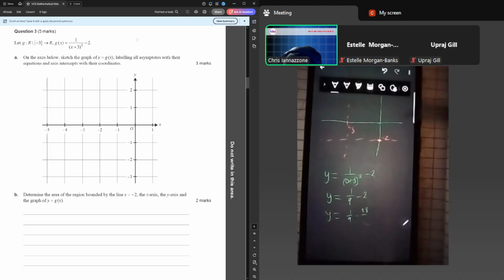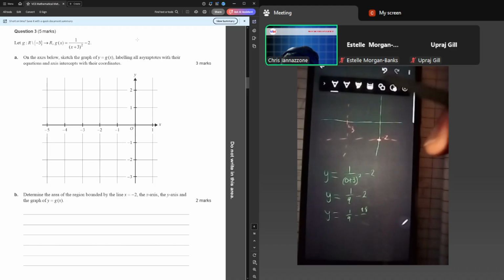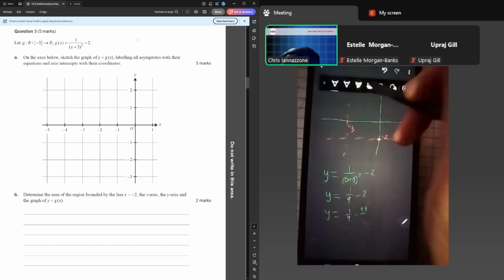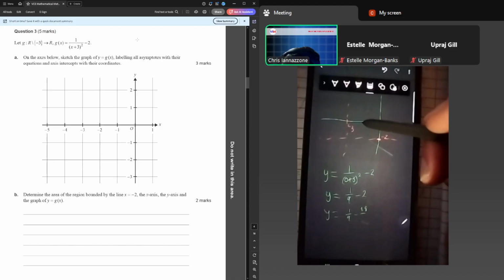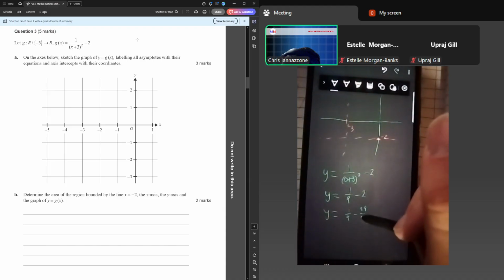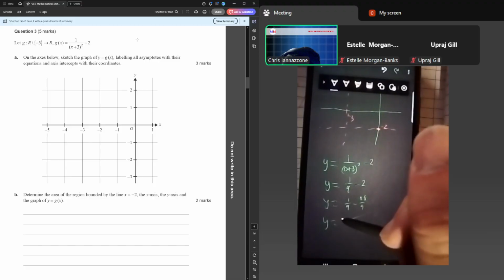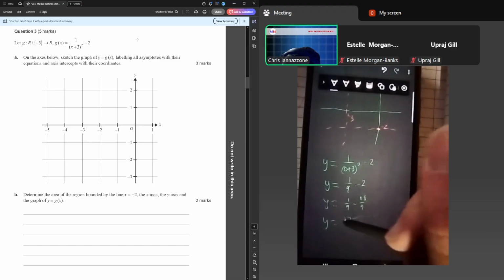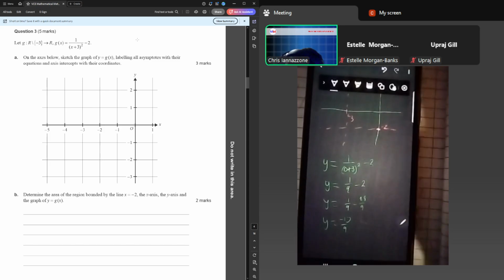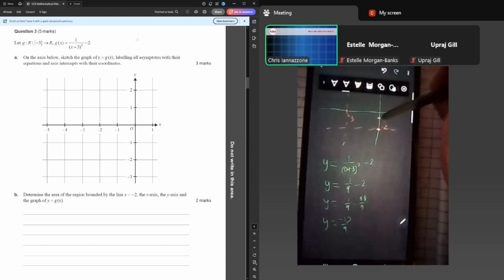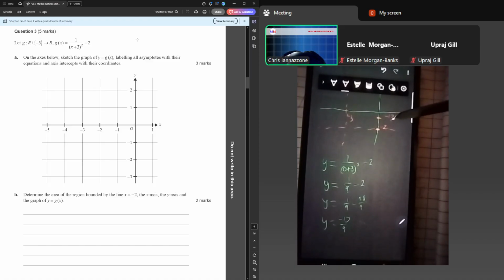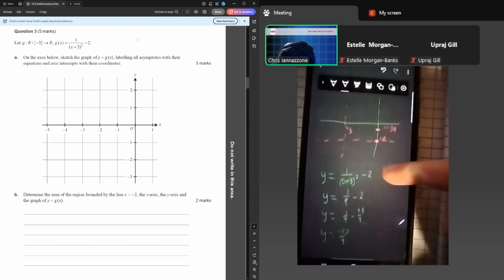Wait, sorry, that's not how that works. You want a 9x. What am I doing? Why am I freezing on this? No, that's right. 17 on 9. That was weird. I don't know why I froze on that. Minus 17 on 9. Cool.